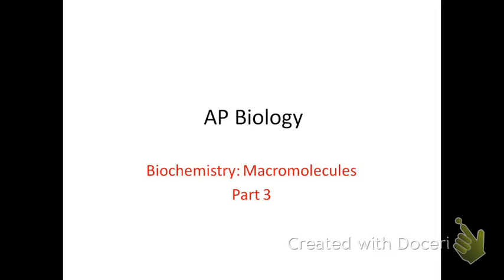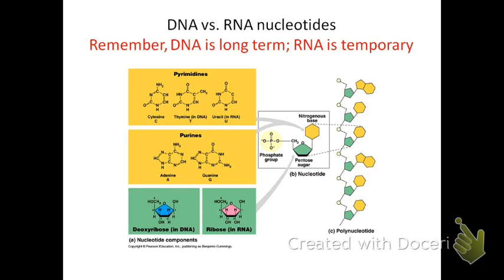This is Mr. Russell, your AP Biology teacher, and today we're going to continue our discussion on biochemistry. In particular, we're going to be continuing to look at macromolecules. So today we're going to talk about nucleotides. Monomers are often referred to as nucleotides. So polymers are called DNA or RNA.